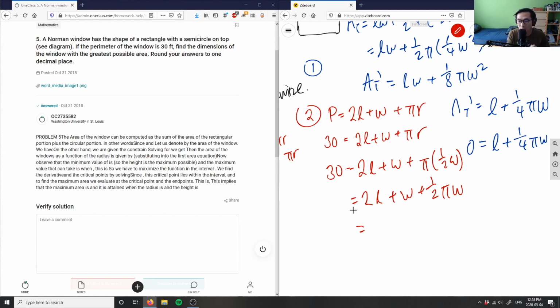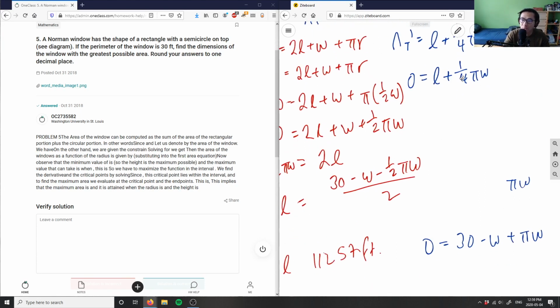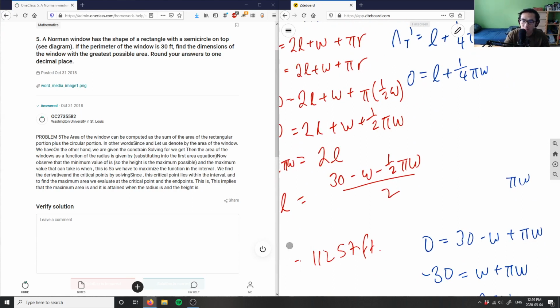Basically here I want to isolate for L, right? I don't really care about these guys here. So if I want to isolate for L here, I can simply move all the w's to the other side. So I have 30 minus w minus half pi w equals 2L. Finally, L here equals this monster of an equation here, right? L equals 30 minus w minus half pi w all over 2. And then now I can substitute this into the equation here. So let me erase this.